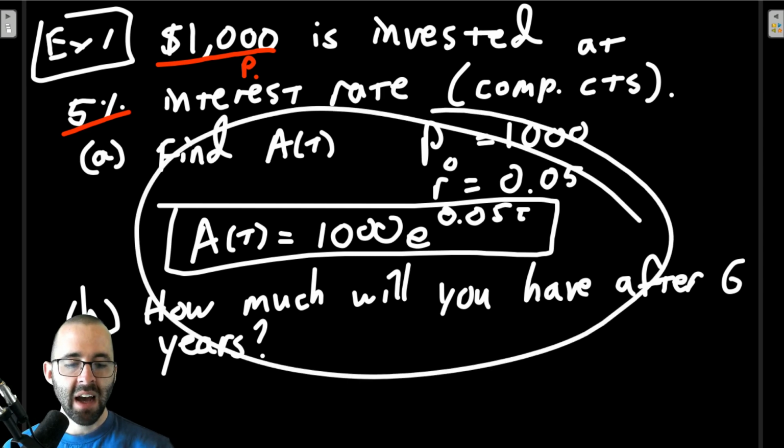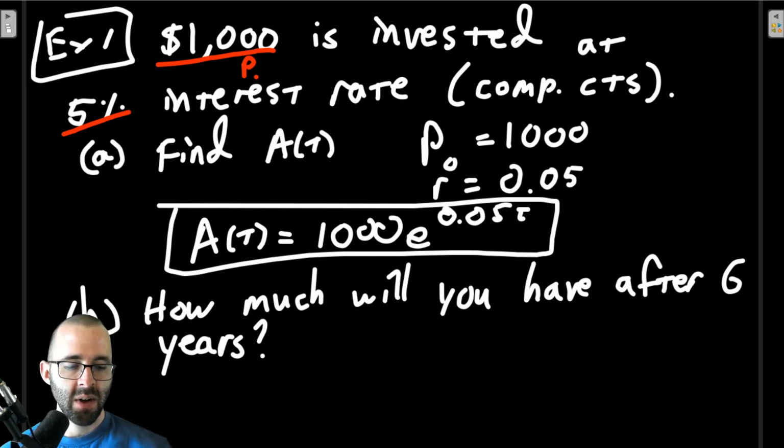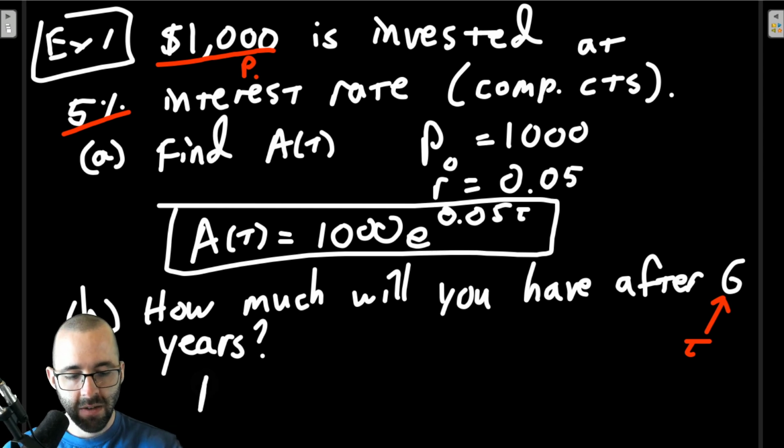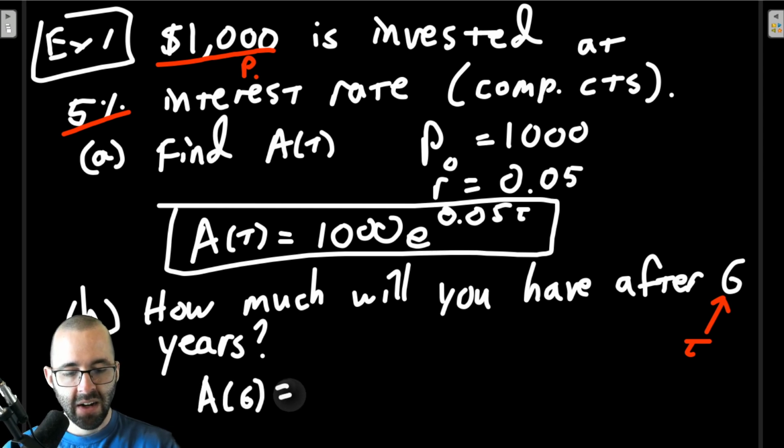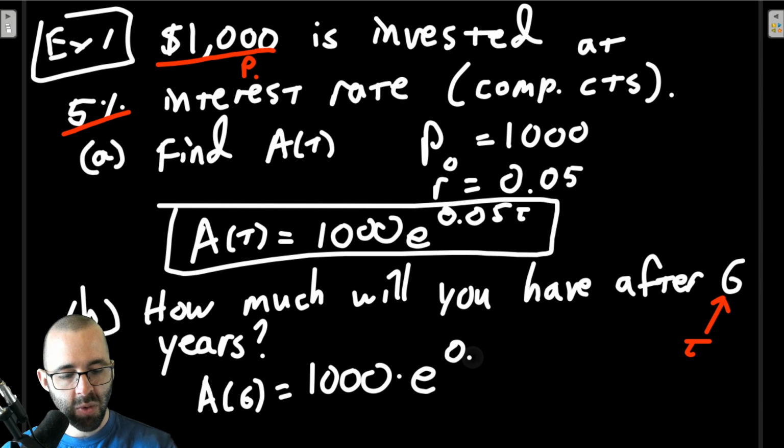This is the amount that we have after t years. So after 6 years, we just plug in 6 for t, right? This 6 over here is just our t value. Plug it in and let the mathemagic work itself out. The amount after 6, replacing all the t's with 6's, is 1,000 times e to the 0.05 times 6.